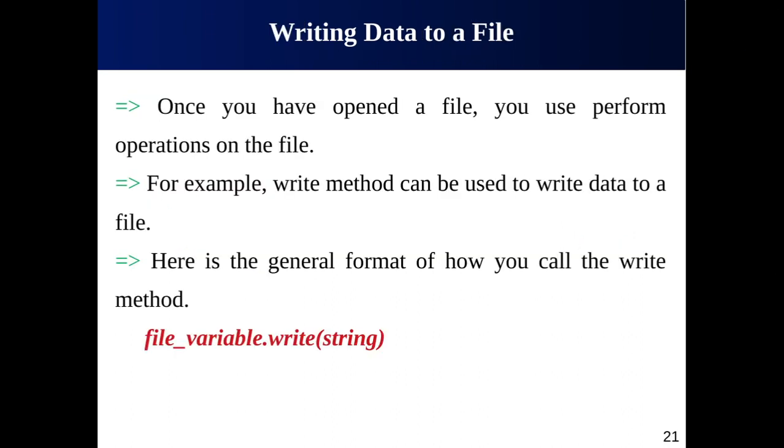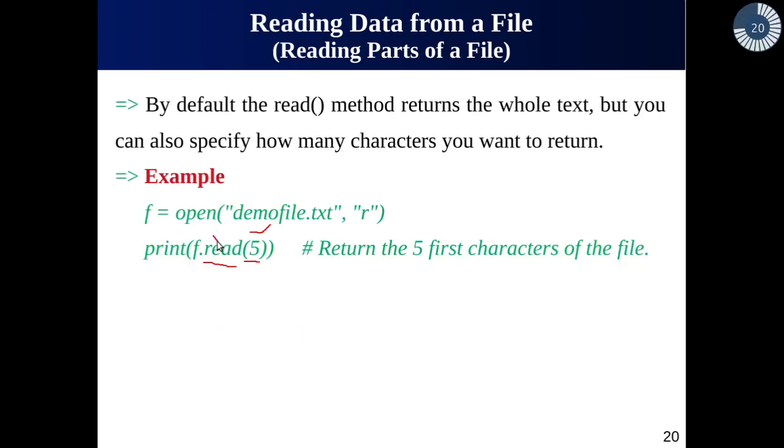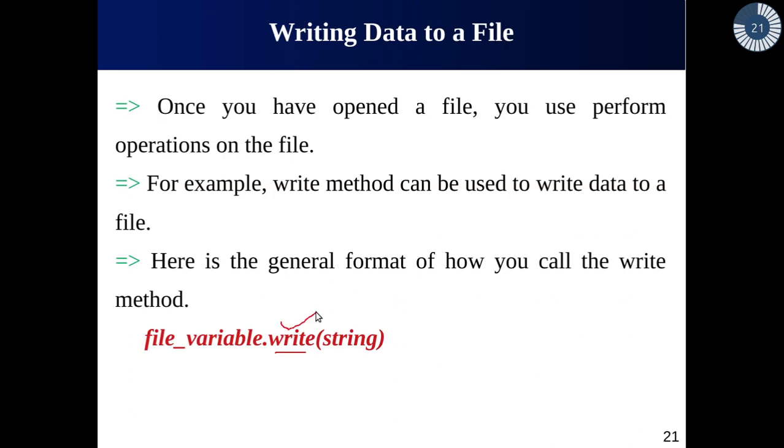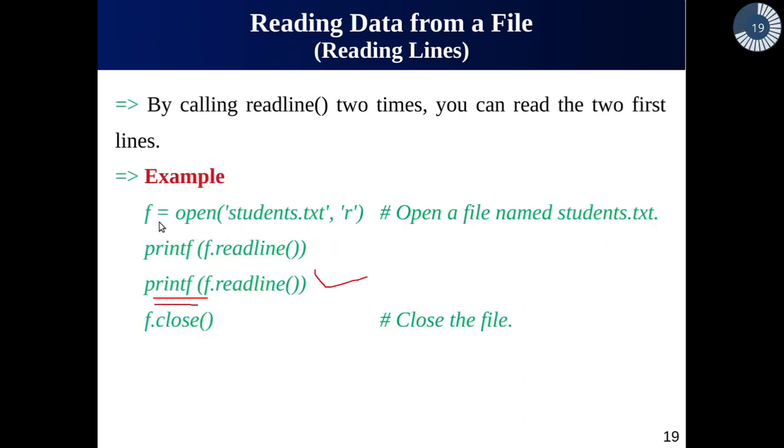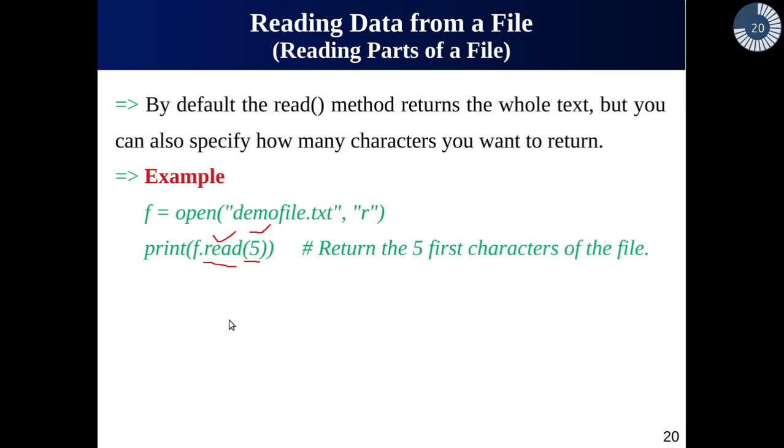Besides reading, you can also write data to the file. But like the reading, first you need to open the file. Same is the case with writing. If you want to write something to a file, you have to open the file. And the open method is used for that purpose. And then you have to use another method that is known as write. For reading, we use read method. For writing, we have to use the write method. And this is actually the file variable which we have seen here.